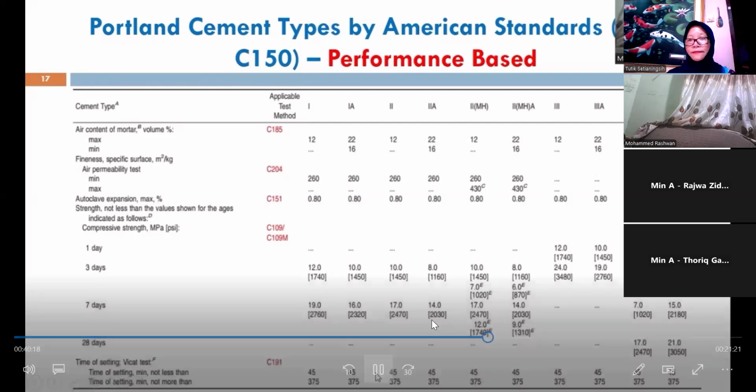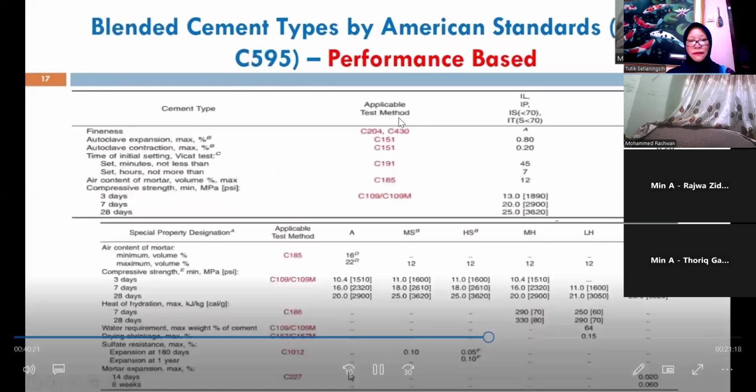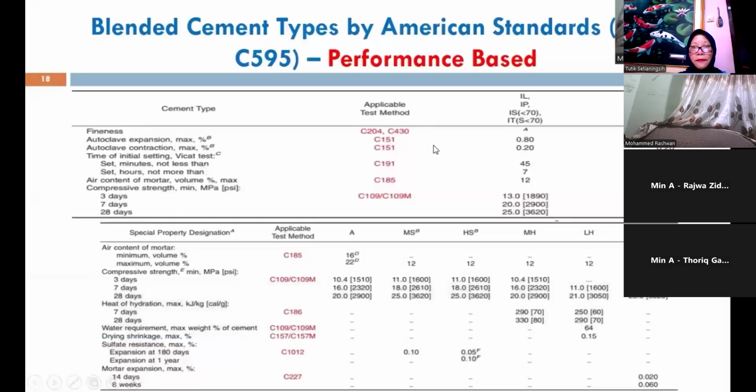For all cement types. And this is blended cement according to performance. Also, we should check the initial setting time by Vicat in all types of cements like I, II, IS, and IT, and the compressive strengths at 3 days, 7 days, and 28 days.